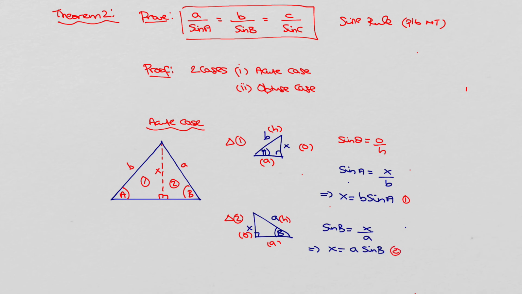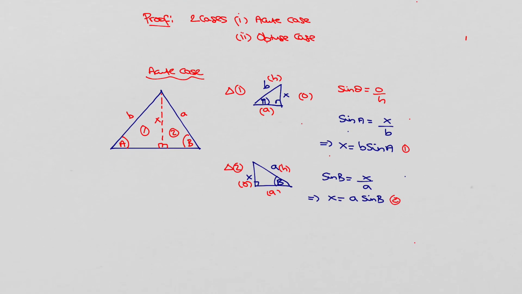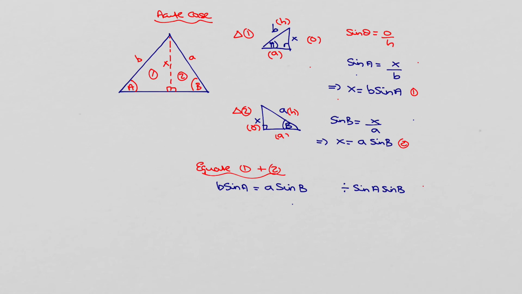But if both of those sides are X, then by equating 1 and 2, what that gives me is that B sine A is equal to A sine B. And if I divide across by sine A sine B, what that gives me is B sine A divided by sine A sine B is equal to A sine B divided by sine A sine B.